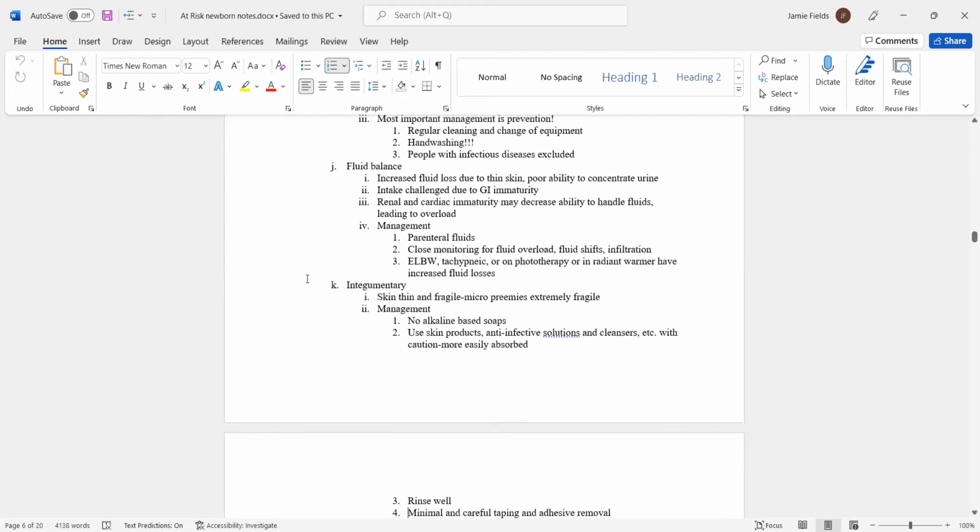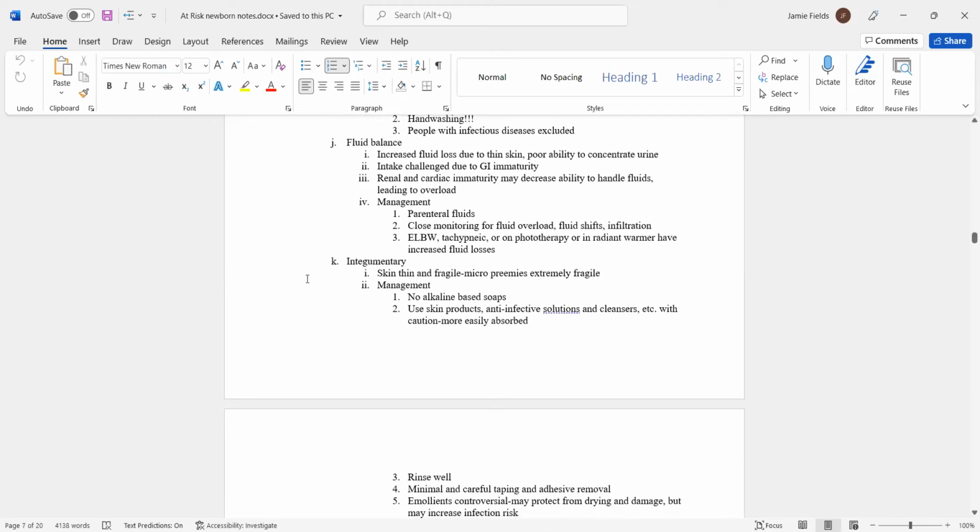Okay, fluid balance. How is fluid balance affected by prematurity? They don't concentrate urine as well. What else? Thin skin, they lose more. What else? It's hard to get it in. So fluid and electrolytes, we have a hard time getting enough fluid and electrolytes in them. It's easier for them to be dehydrated or overhydrated. They don't handle fluids as well either. So that's hard to get intake, but also their kidneys and heart cannot handle overload.